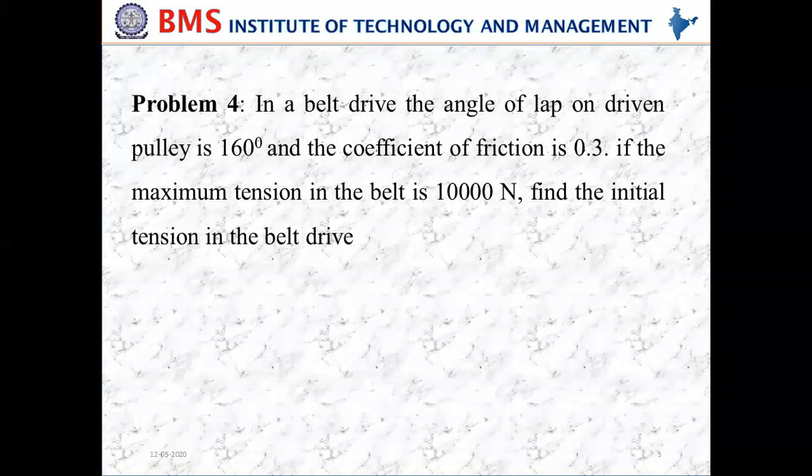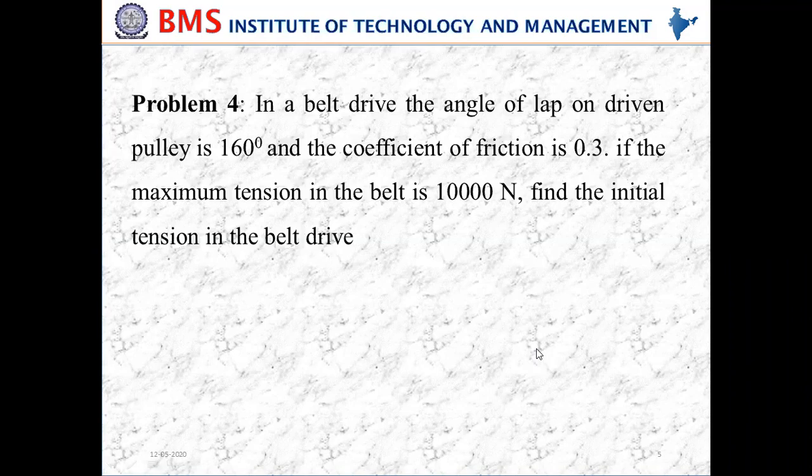We are calculating the initial tension in the belt drive, which is T1 plus T2 by 2. By using that equation, I know T1, and T2 you are going to find out by using the equation T1 by T2 equal to e power mu theta. So from that equation, I can find out the T2.